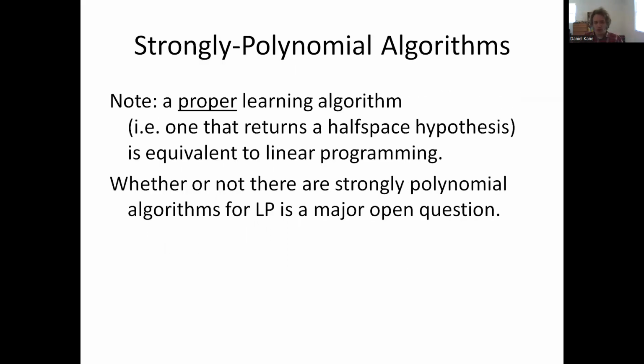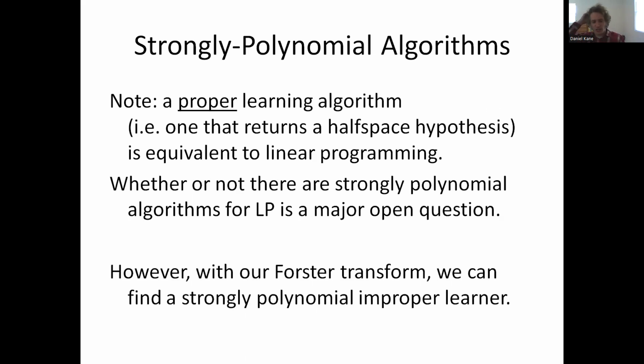Now, the interesting thing that we're going to look at is what if you want a strongly polynomial time algorithm? In general, if you want a proper learning algorithm, an algorithm that always returns a half space as its hypothesis, this turns out to be equivalent to linear programming. And whether or not there's a strongly polynomial algorithm for linear programming is a major open question. It's one of the big questions about strongly polynomial time algorithms. However, what we show is that using our Forster transform, we can find a strongly polynomial time improper learner, that is one that returns a more general hypothesis.